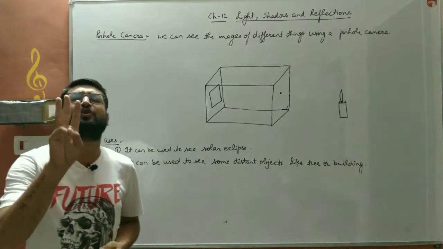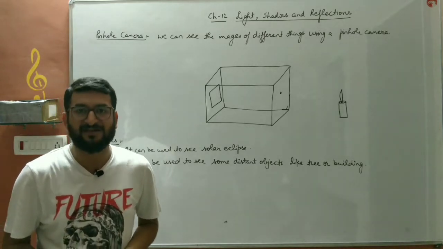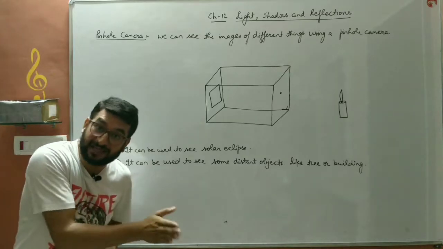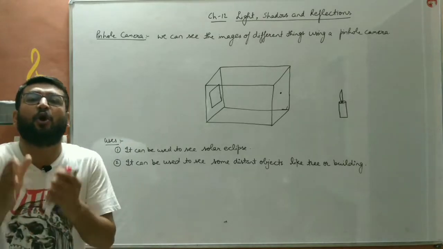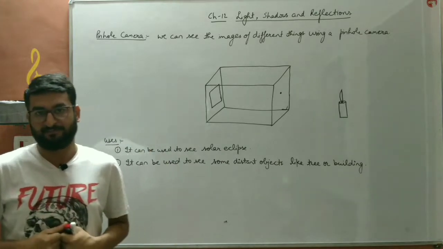There are three conditions required for the formation of a shadow. First, a source of light. Second, an opaque object which blocks the path of light. And third, an opaque screen on which the shadow is obtained.